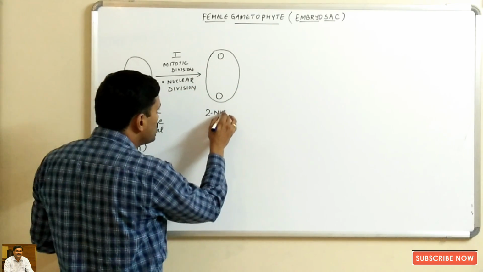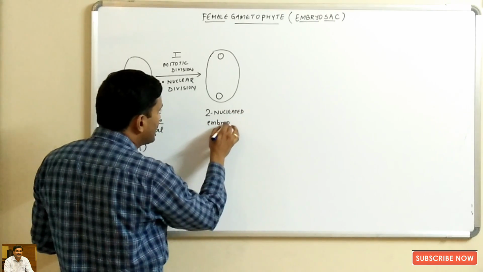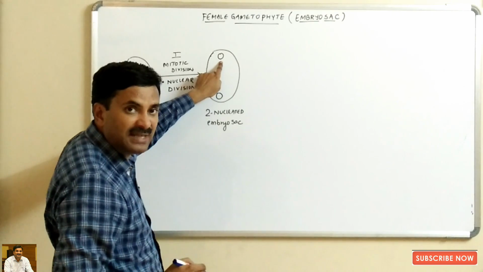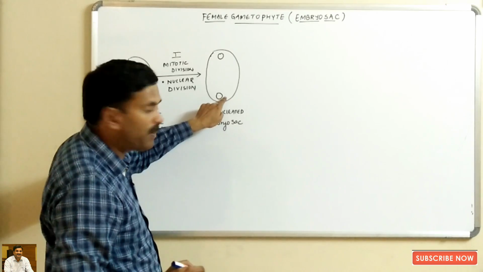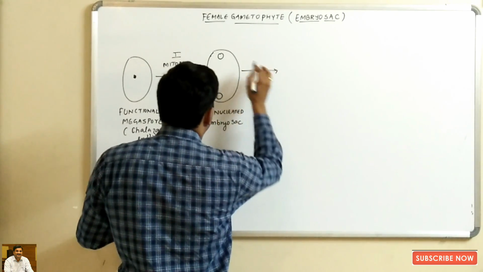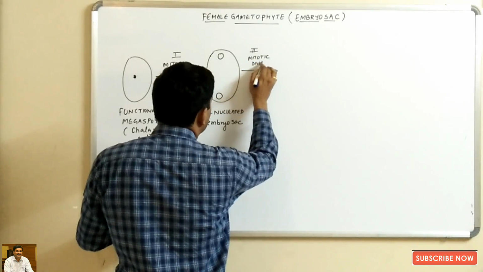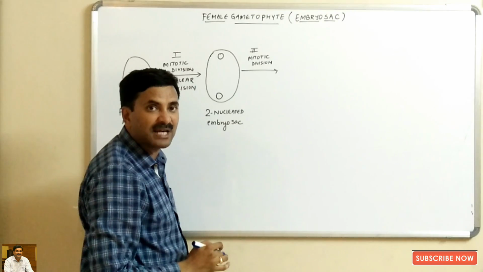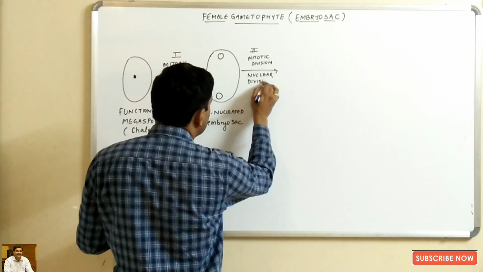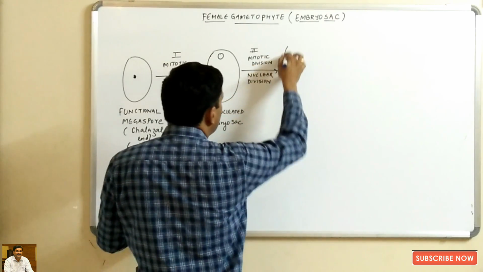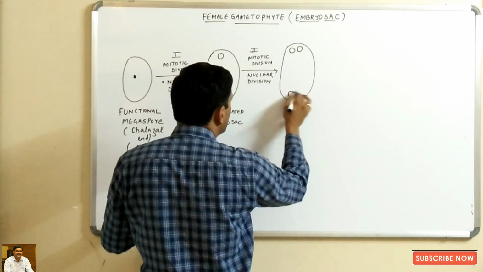So this is a 2 nucleated embryo sac. One nucleus is present at the chalazal end and one nucleus is present at the micropylar end. Now another division will occur, known as the second mitotic division. Again the nuclear division is not followed by cytoplasm division. Only nuclear division will occur, and these 2 nuclei are converted into 4 nuclei, 2 at this pole and 2 at this pole.